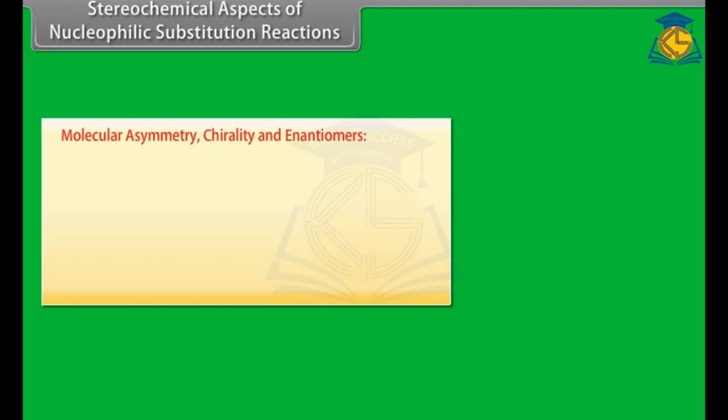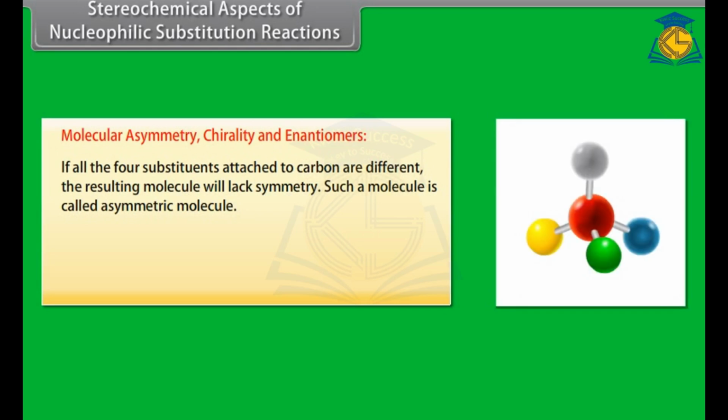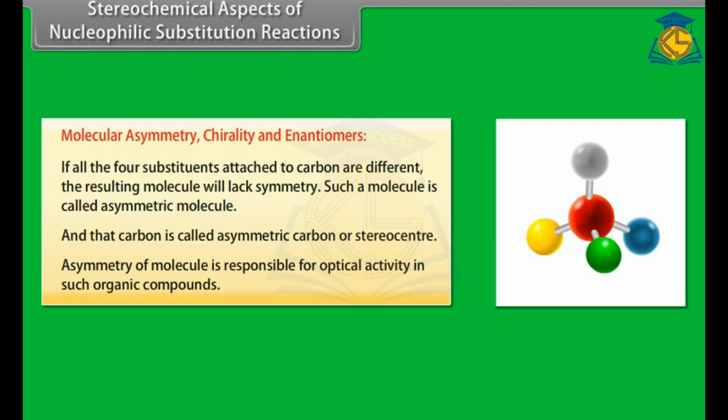Stereochemical aspects of nucleophilic substitution reactions. Molecular asymmetry, chirality, and enantiomers. If all the four substituents attached to carbon are different, the resulting molecule will lack symmetry. Such a molecule is called an asymmetric molecule, and that carbon is called asymmetric carbon or stereocenter. Asymmetry of the molecule is responsible for optical activity in such organic compounds.